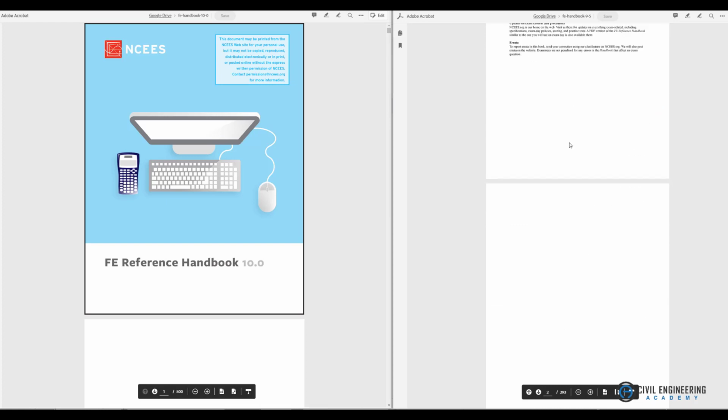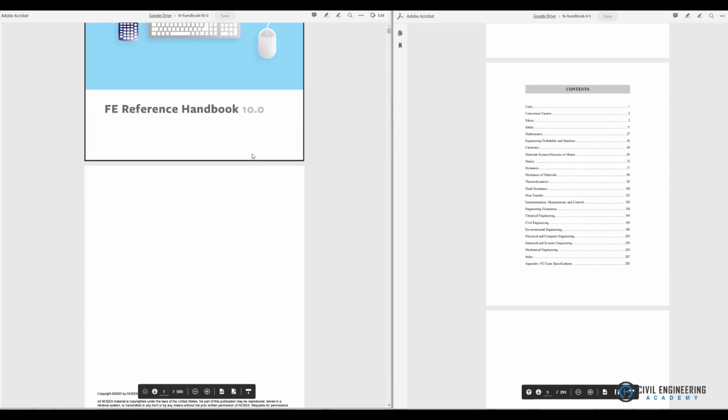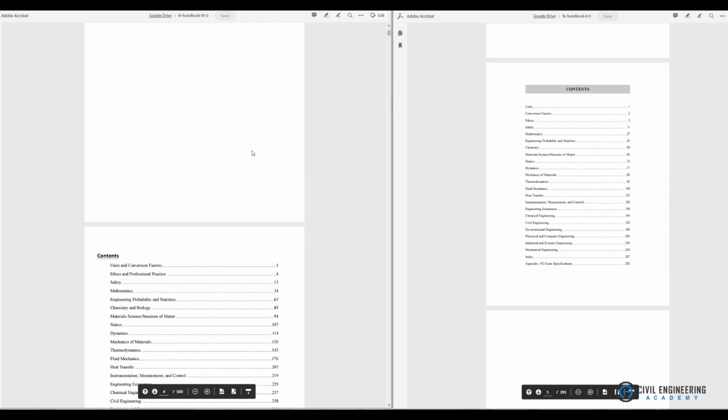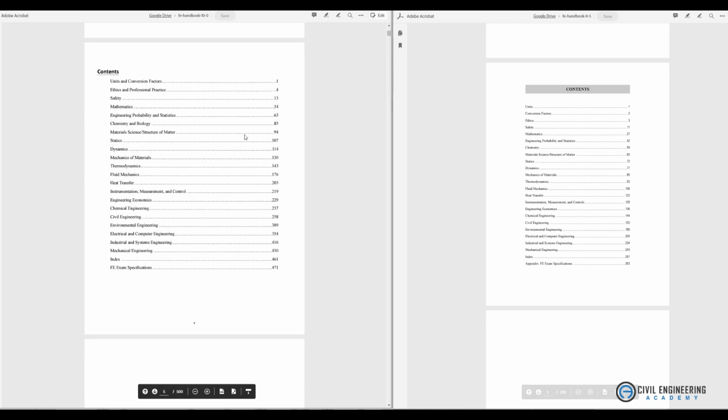Was it even needed? Do you guys think it was? The NCES always changes things, right? That's just the nature of the game. Every few years, they're going to change the handbook. They're going to change the specifications. They probably can do that more often with it being computer-based.